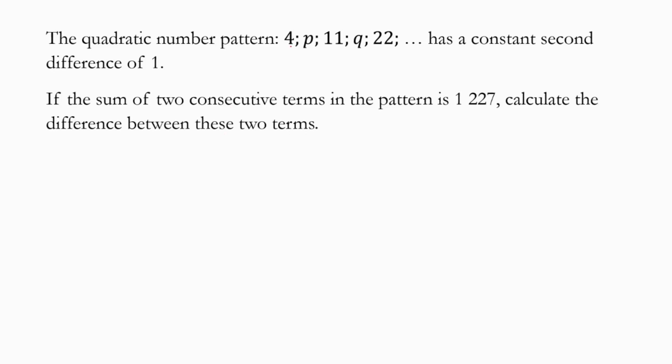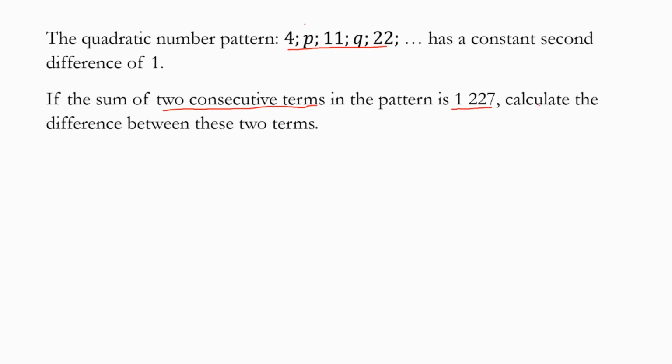A quadratic number pattern has a constant second difference of 1. If the sum of two consecutive terms in the pattern is 1227, calculate the difference between these two terms.